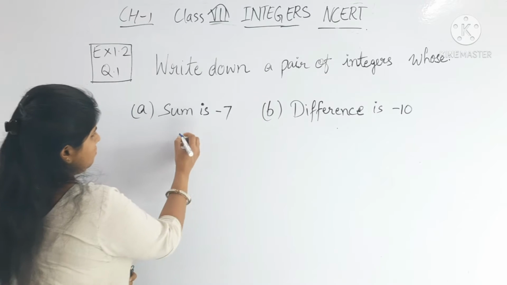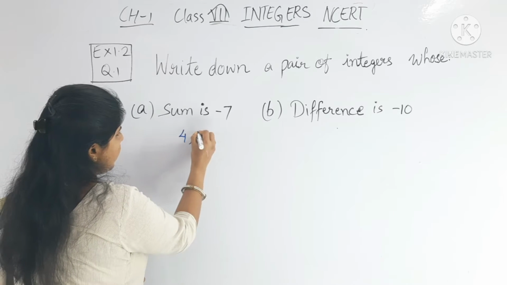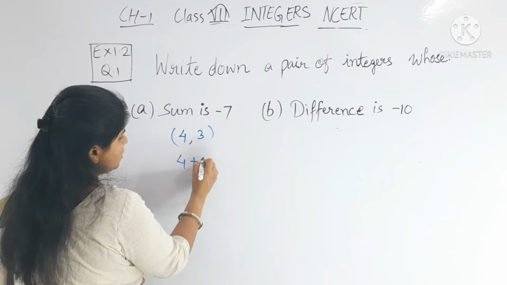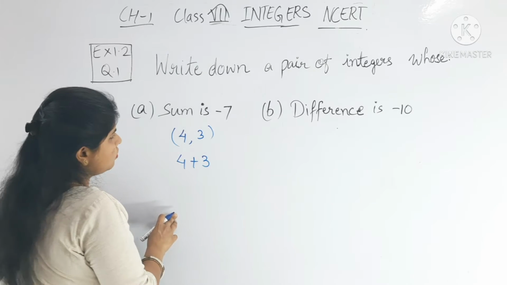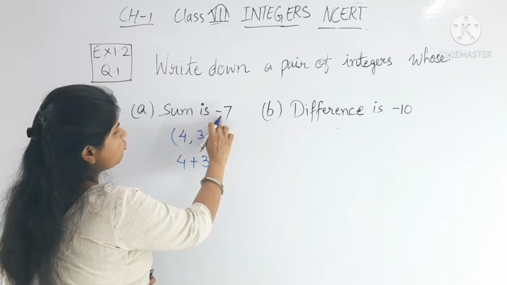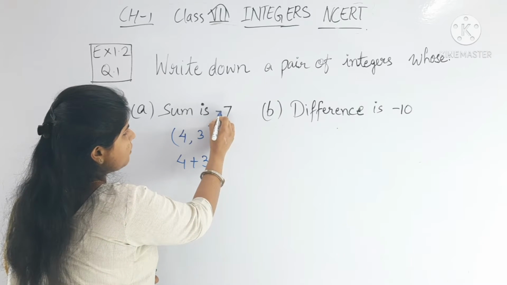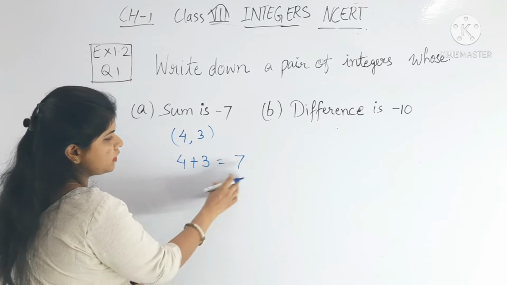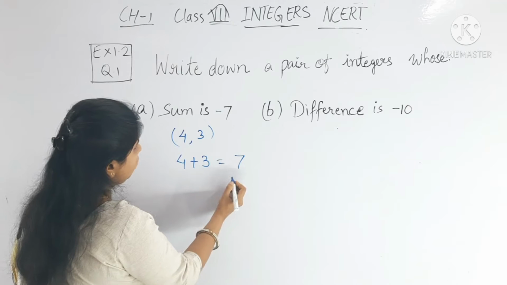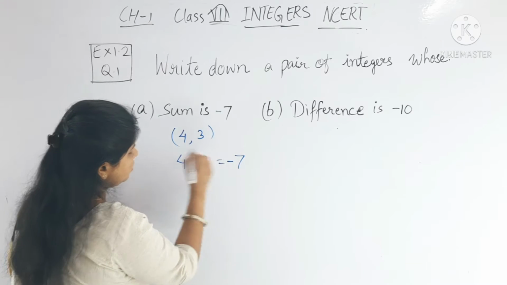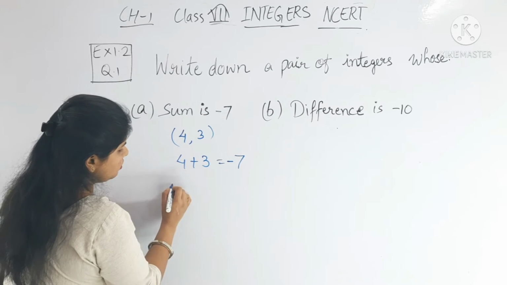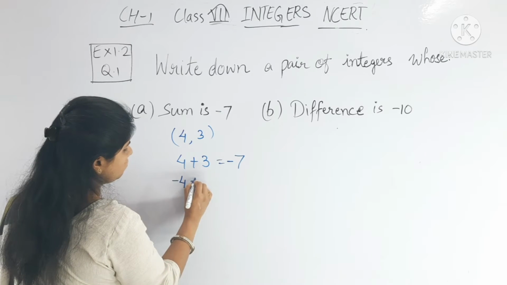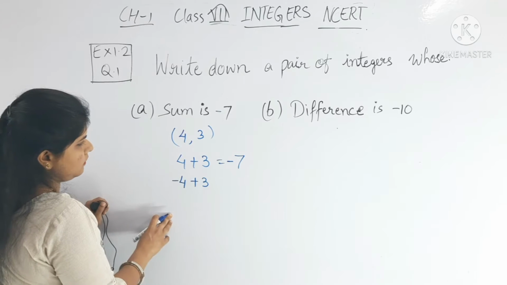So I am taking 4 and 3. Okay, so 4 plus 3 is 7, right? But I want a minus sign in the result. So for a negative number, I have to put the minus sign on the larger number. So minus 4 plus 3.